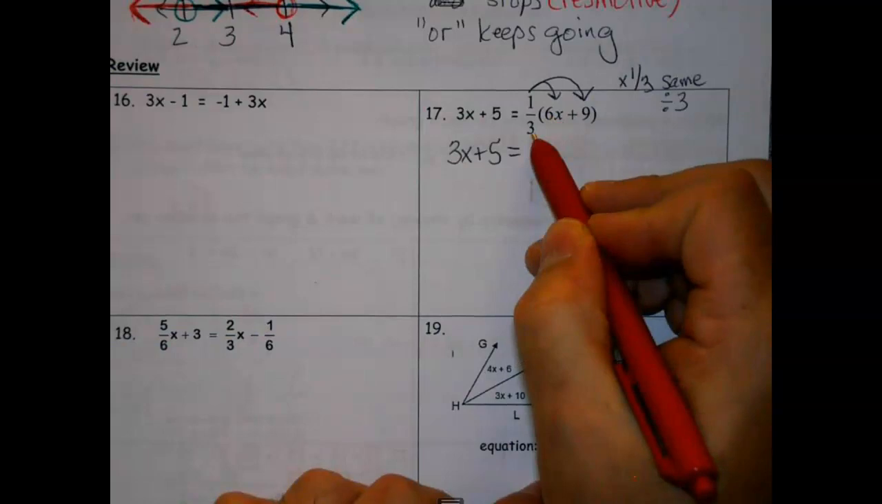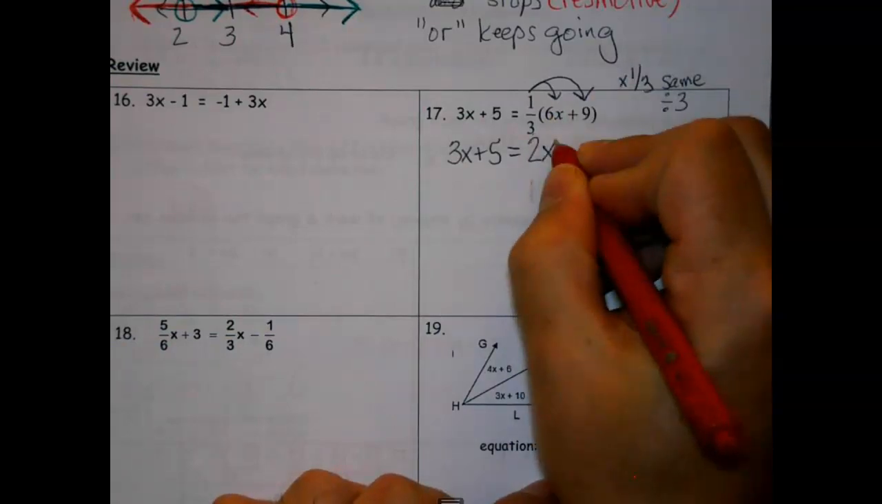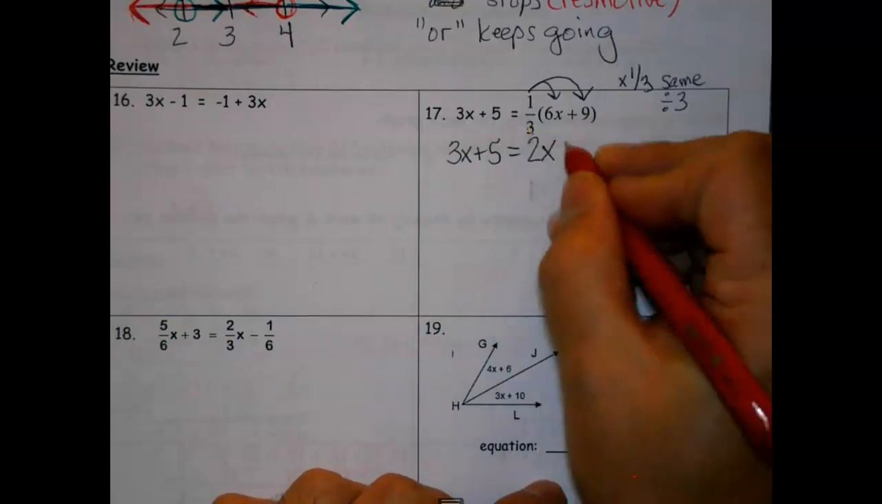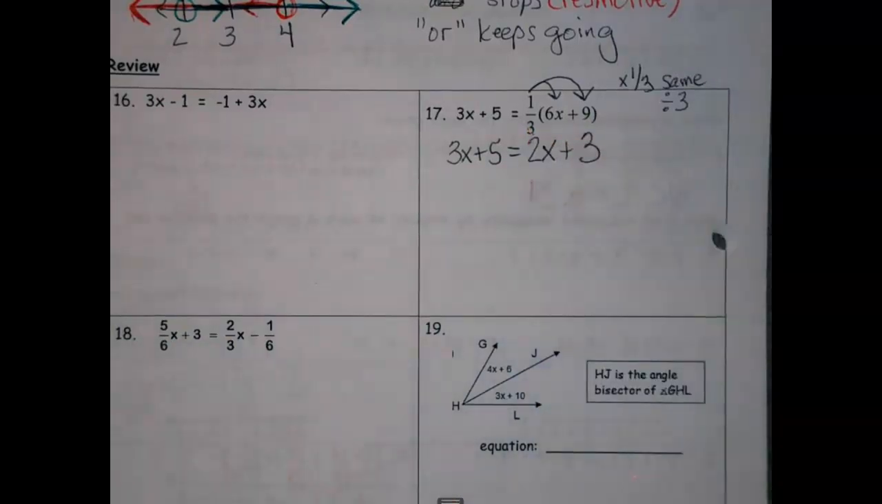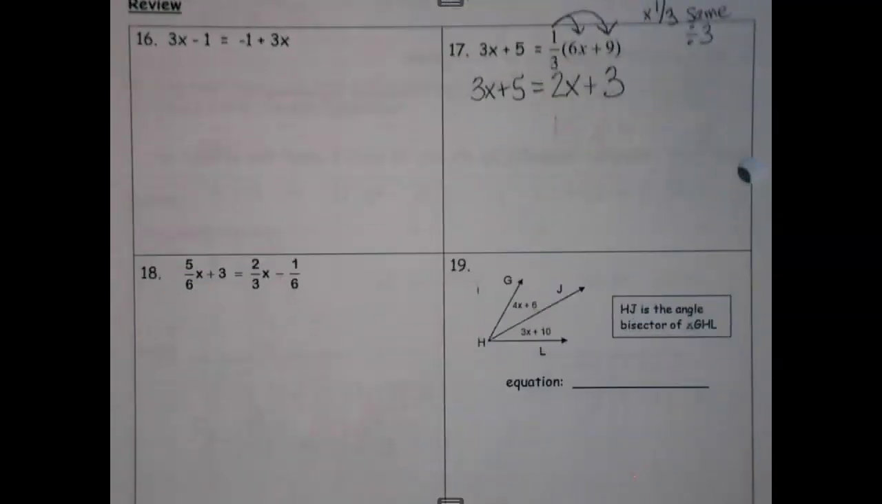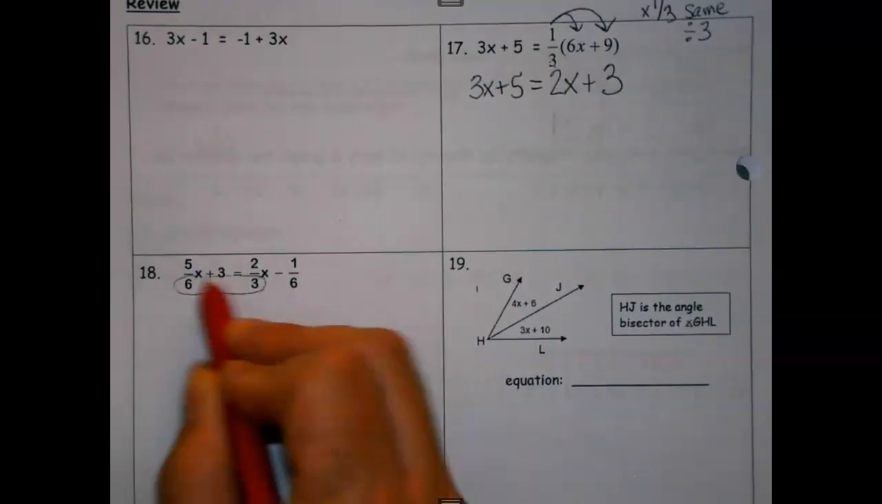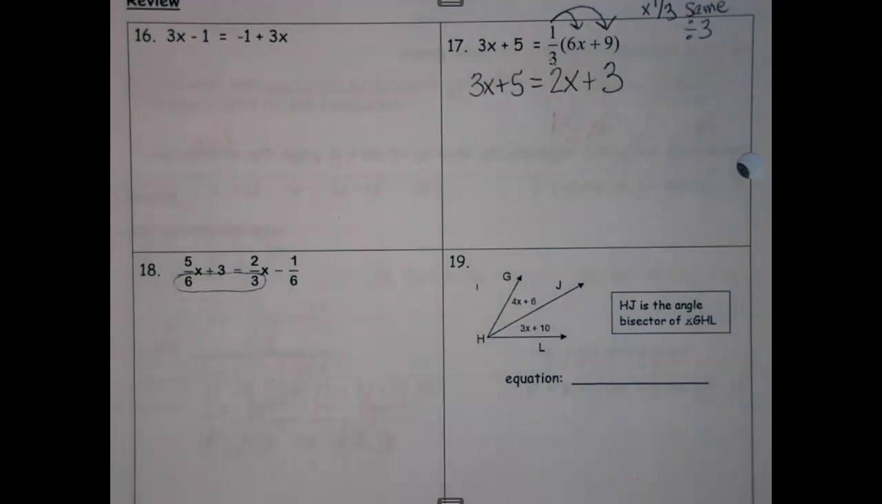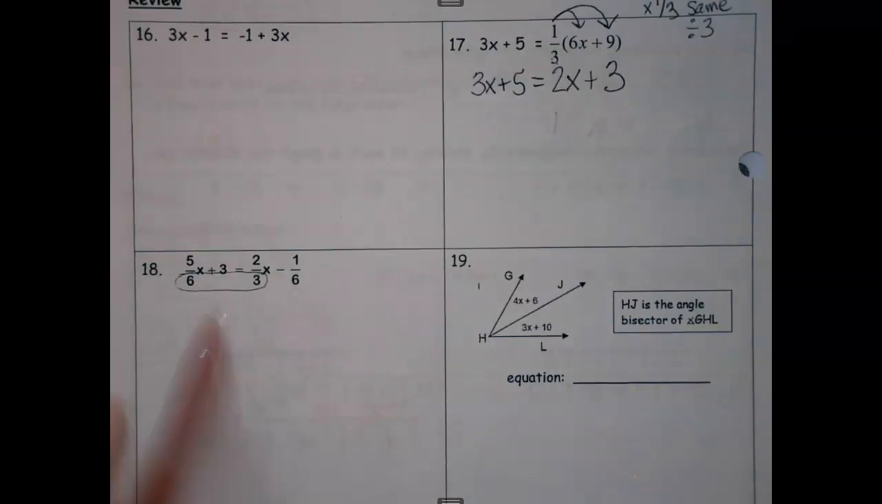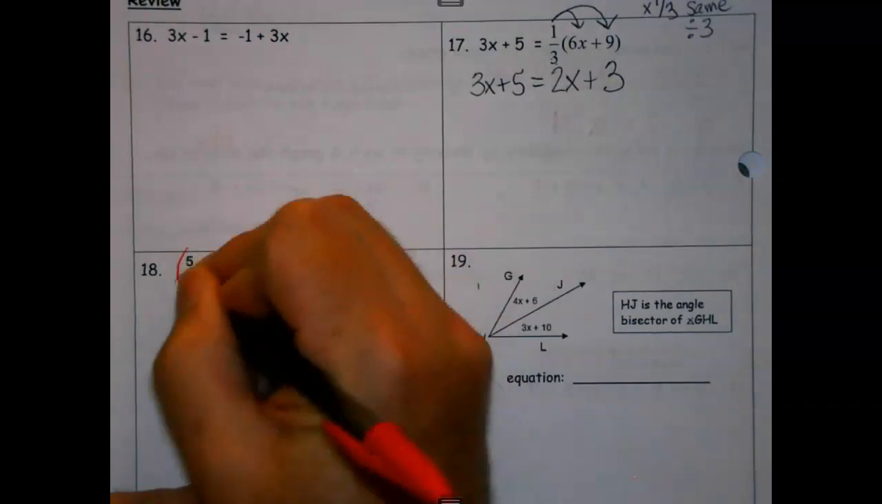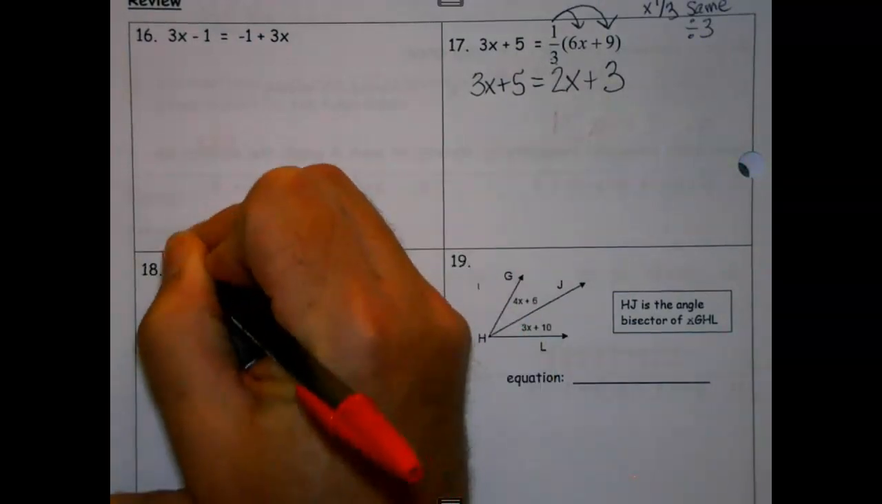What's 6 divided by 3? 2. And 9 divided by 3? 3. That's a whole lot easier looking than the rest of this is. And then I just work on getting my x's together and solving. Reminder from yesterday, if you have fractions, you're going to multiply the numbers that are different together. Notice I didn't do the 6 because I already had one here. If you multiply those together, 6 times 3 is 18.